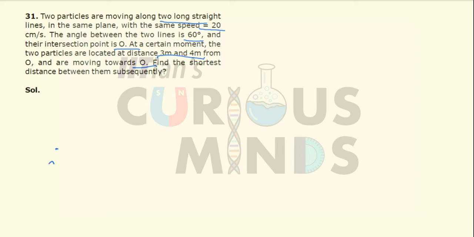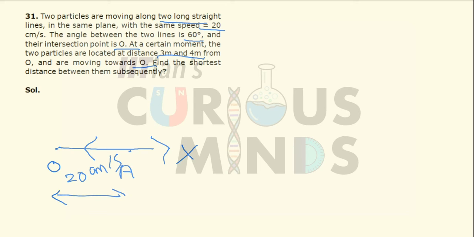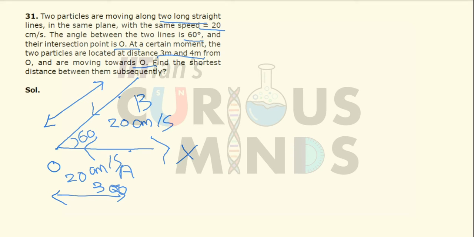Now let us consider this as the origin O, and there is a particle situated at point A, and this is the x-axis, and it is approaching O with a speed of 20 centimeter per second. Its distance along the x-axis is 3 meter, or 300 centimeter. Now I consider another line inclined at 60 degrees, and another point B approaching the point O with the same velocity of 20 centimeter per second. The distance from O is 4 meter.